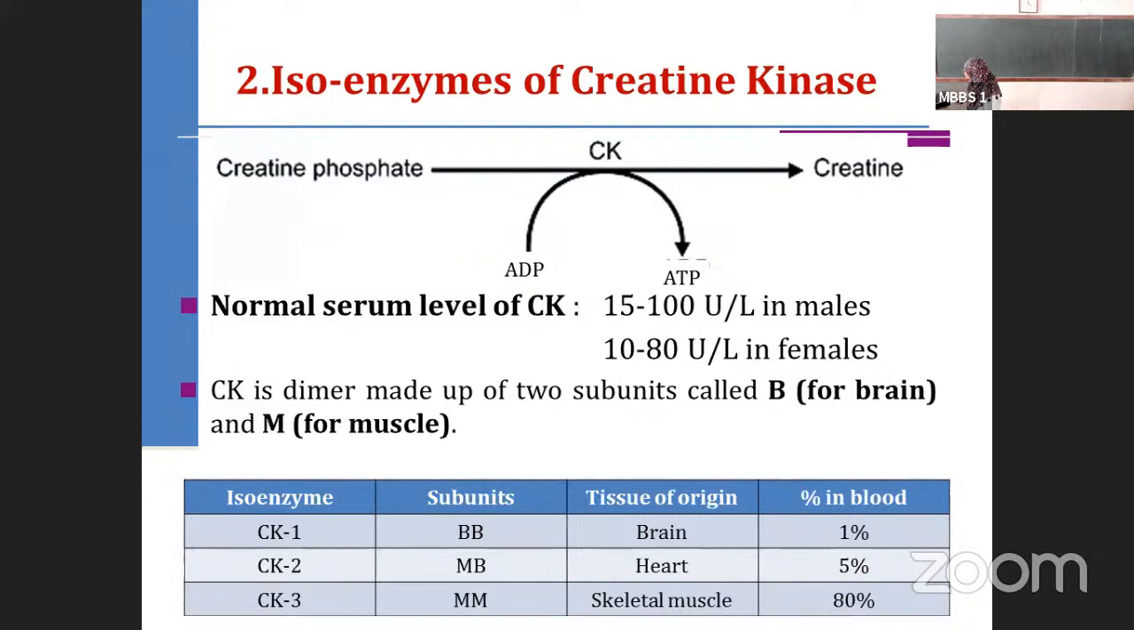CK1 has subunits BB. Like LDH had some H type of subunits, some M type of subunits, this CK1 has BB type of subunits. So the tissue of origin for CK1 is brain. So in the brain, CK1 is synthesized. And what are the subunits? BB. And this constitutes only 1% of the total enzyme activity.